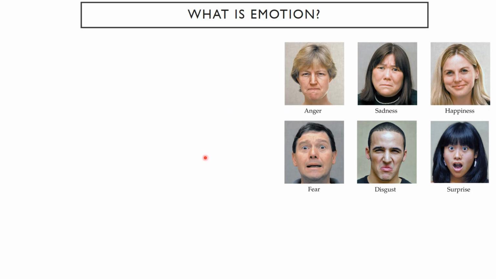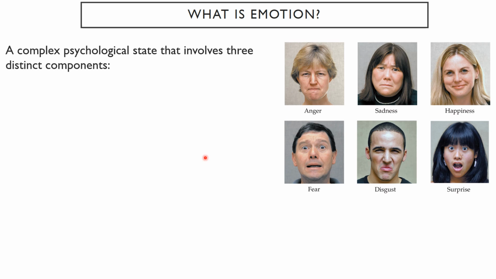So what is emotion? Well, it's a complex physiological state that involves three distinct components. Subjective experience, such as feelings, like if you feel angry, sad, disgusted or surprised. We can describe these things, and they're subjective. They're a description of our internal state. There's a physiological response that goes along with emotions too. Our overall physiology will be different if we are angry or sad or happy or surprised.